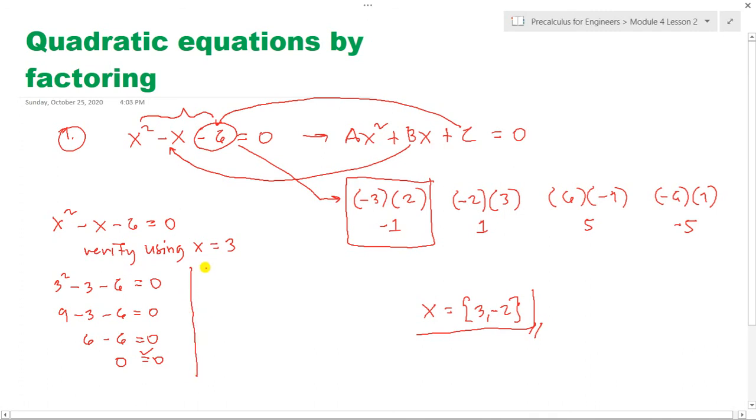How about the second one? How about x is equal to negative 2? So plug in to our equation. We have negative 2 squared minus negative 2 minus 6 is equal to 0. So negative 2 squared is 4. Then minus negative 2: negative times negative is positive, so plus 2, minus 6 is equal to 0. So 4 plus 2 is 6, minus 6 equals 0. Therefore this 0 is equal to 0. So as you can see, we also verified that negative 2 is a solution for our quadratic equation. Therefore both answers are solutions of our quadratic equation.